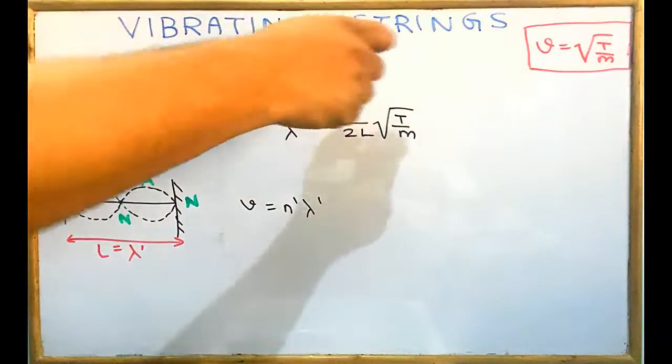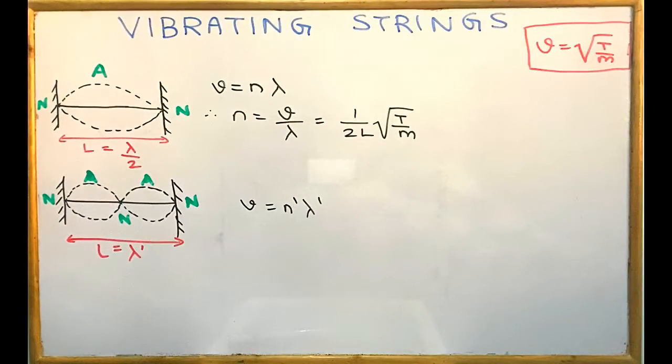Well, one thing we can say from here, velocity v is equal to root of T by m. Did we change the tension or the mass per unit length of the string? No, we did not. So since there is no change in the property of the medium, that's what we need to see. There is no change in the property of the medium, hence velocity remains the same.